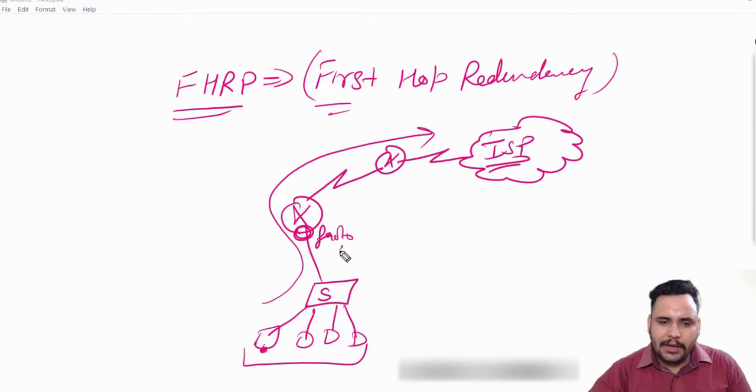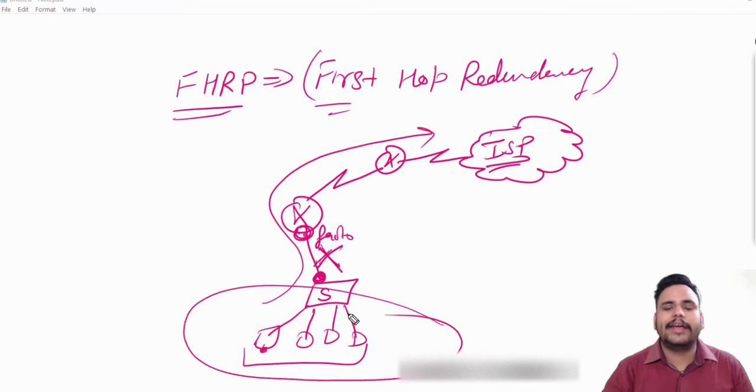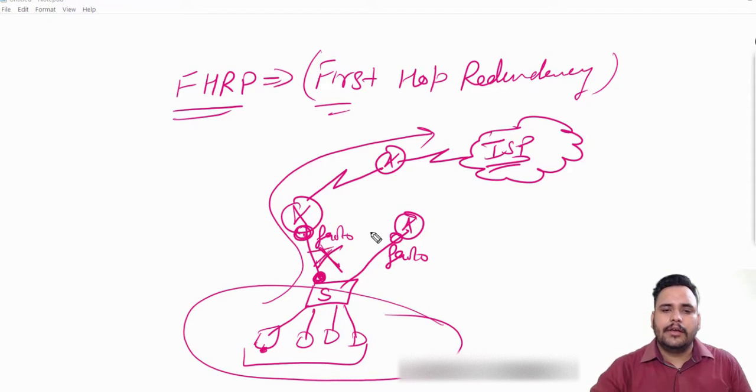But suppose this path goes down. For example, there is a problem in the switch port or router port, or a problem in the cable. Then these PCs are not able to connect with the ISP because we have only one path here. So the solution is that we can put another router here as a gateway, F0/1, and we can connect it also.